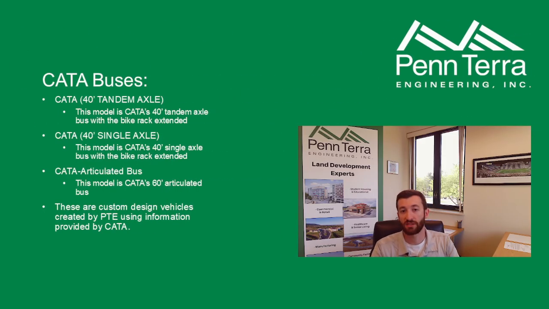And then CATA buses, these are new vehicles. These are custom design vehicles created by Pantera using information we got from CATA. There are 3 of them. There's the 40-foot tandem axle bus, the 40-foot single axle, and then the articulated bus. Both of the 40-foot buses are sized to also take into consideration if they have the bike rack folded down, which sits at the front of the bus.